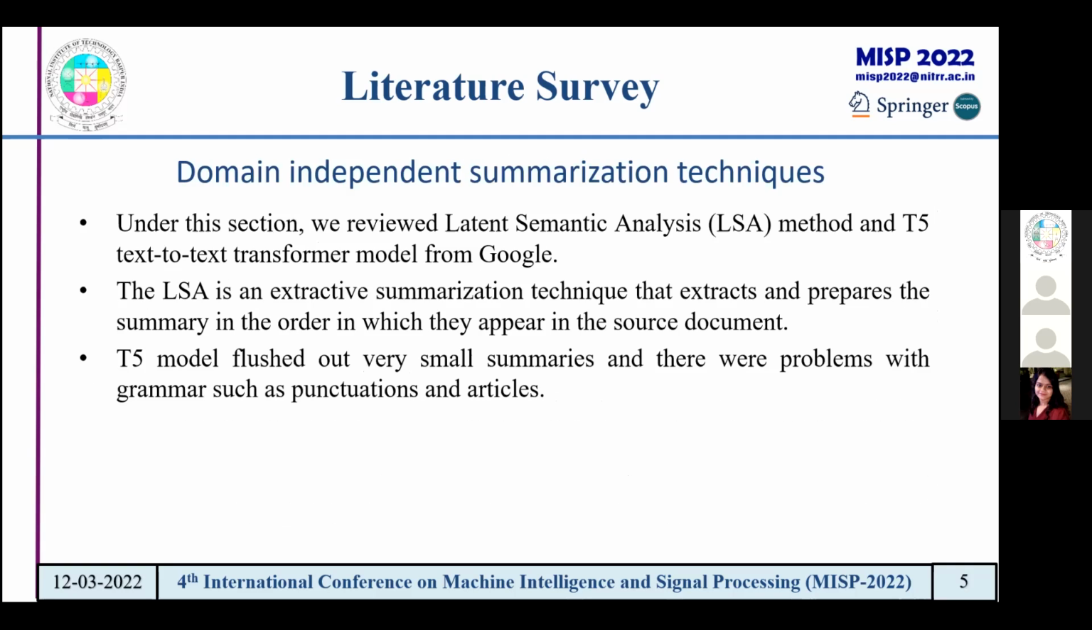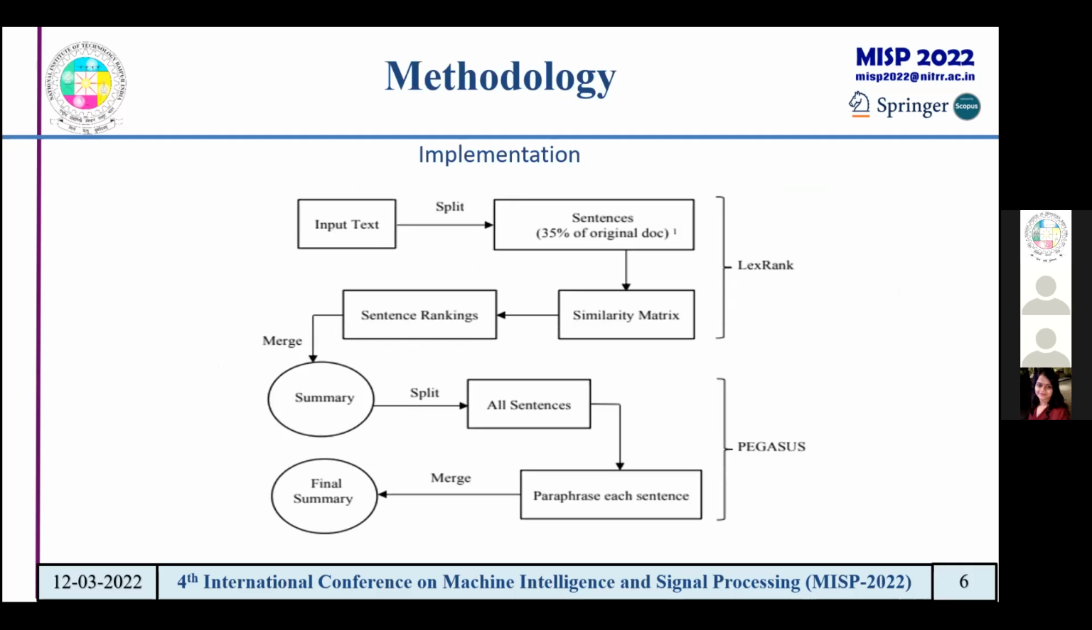Then we studied some domain-independent summarization techniques, which can summarize any documents, such as LSA, which is latent semantic analysis, and text-to-text T5 from Google. So LSA is an extractive summarization technique that will extract and prepare the summary in the order in which they appear in the documents. It will not rearrange the sentences. And the T5 model flushed out very small summaries, and there were many problems like punctuations and articles in that model. So we discarded that.